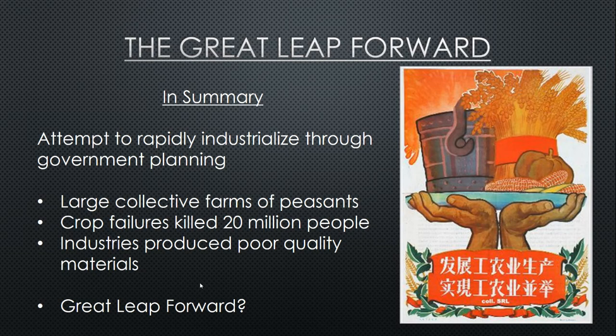So to summarize what we saw, the Great Leap Forward was an attempt to rapidly industrialize through extensive government planning. What we saw there were the large collectives of farms for the peasants. However, this did not turn out to be very successful, as there were crop failures and other issues that led to the deaths of about 20 million people. And also the industries that were pushed along were not the most successful in terms of the type of product that they were making. So we'll leave that for you to decide. Was this a great leap forward?